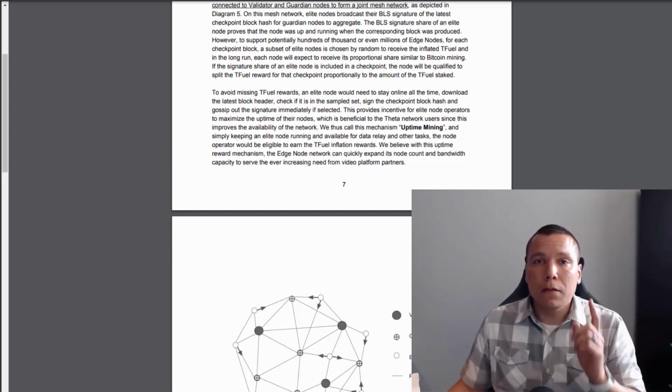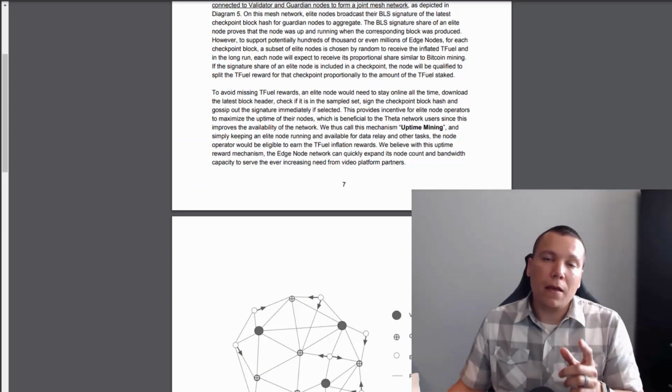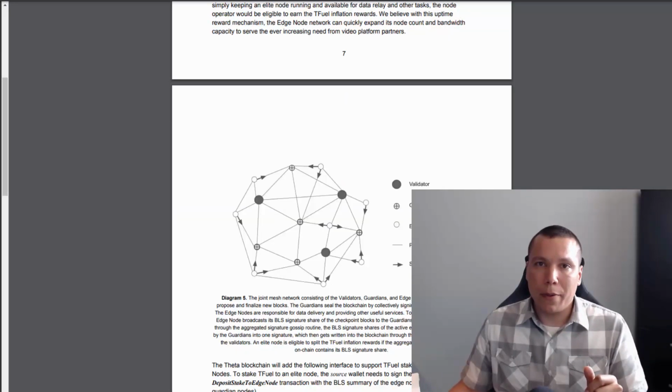Without further ado, though, let's take a look at the Theta 3.0 Mainnet white paper.